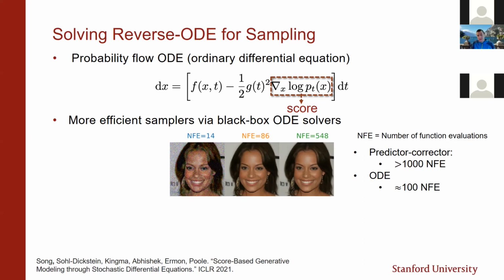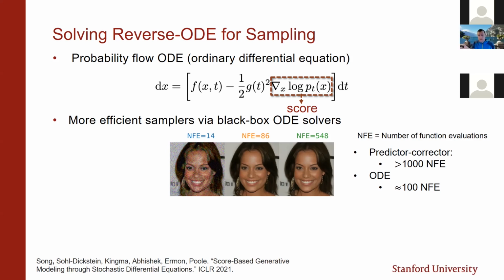If you have the ODE, then you can use any black box ODE solver to solve it. And you can trade off compute for accuracy in the solution of the ODE. Here you can see some of the examples that we get by sampling from a model trained by score matching, by solving the corresponding ODE that goes from noise to data.